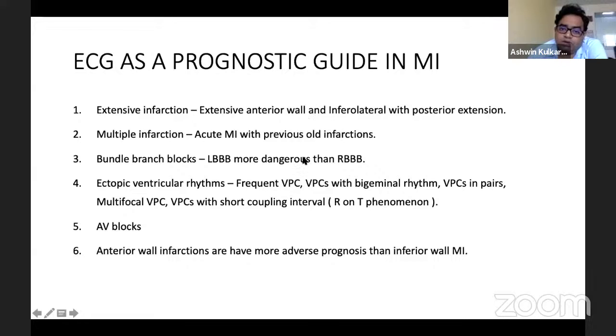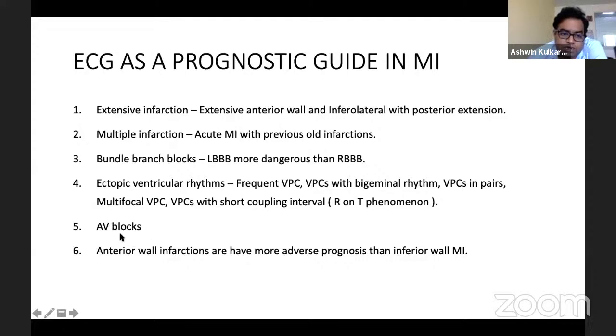Multiple infarctions: if a patient already had an MI and upon that there is another MI, it's a very bad prognostic sign. If there is an associated bundle branch block, especially an LBBB, it is a very poor prognostic marker. Ectopic rhythms, as I mentioned: if you see frequent ventricular premature complexes, VPCs with bigeminal rhythm, multifocal VPCs, VPCs with short coupling interval, which we call the R on T phenomenon. These are increasing in the order of severity. So VPCs, whenever you see them in an ECG, are a bad sign, especially if there is a short coupling interval, which we call R on T phenomenon.